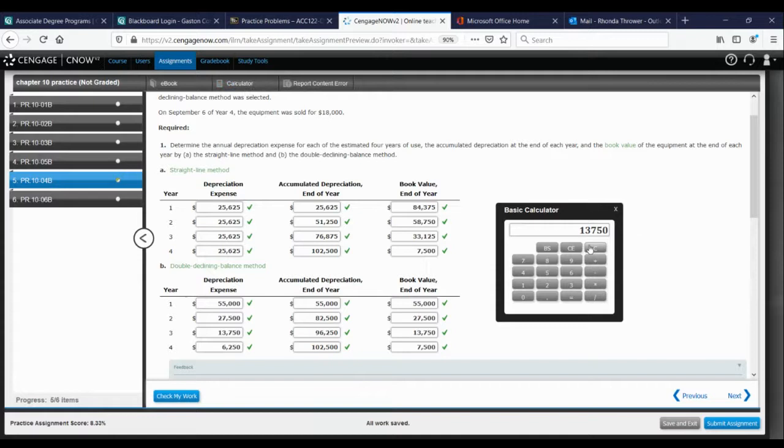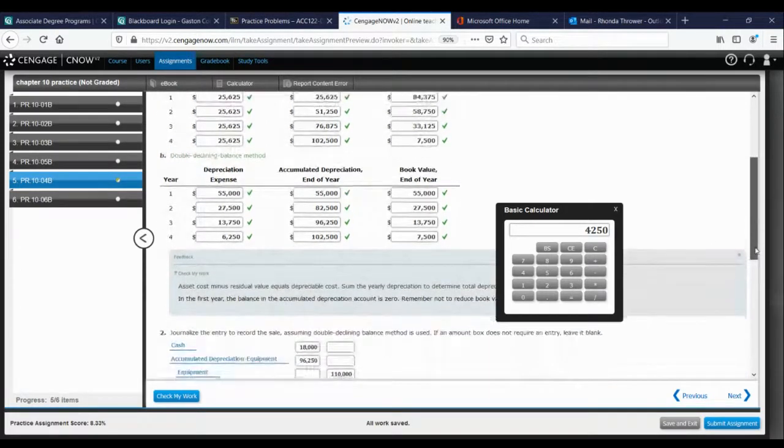So I'm going to look at my calculator and put in the cash amount that I sold the asset for, which was $18,000, and I'm going to subtract from that the book value of this asset. The book value for the declining balance method in year 3 was $13,750. When I subtract that from what I sold it for, it gives me a gain of $4,250.